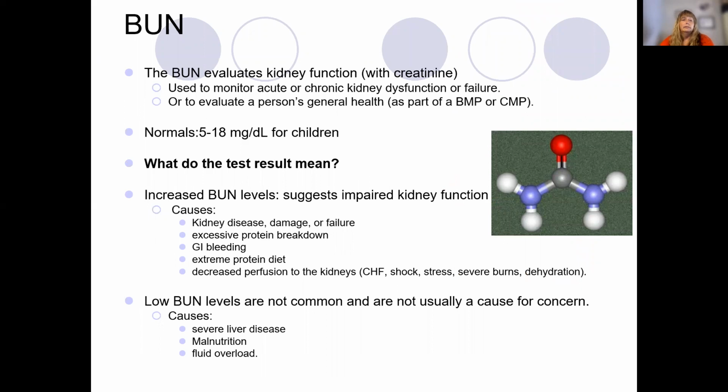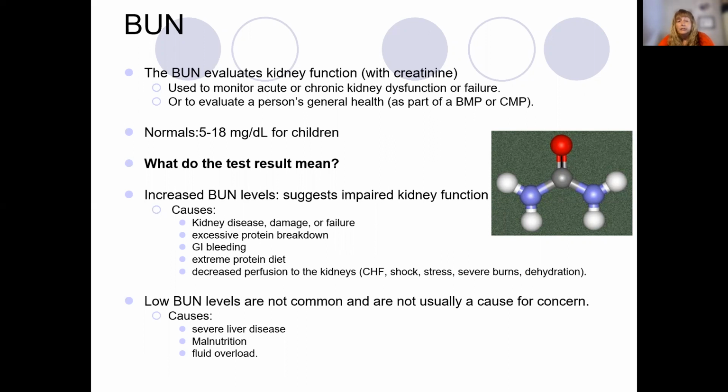The BUN evaluates the function of the kidney with the creatinine. It's used to monitor acute or chronic kidney dysfunction or failure, or to evaluate the person's general health, such as part of a BMP or CMP. Normals for children are about 5 to 18. But what do the test results mean?